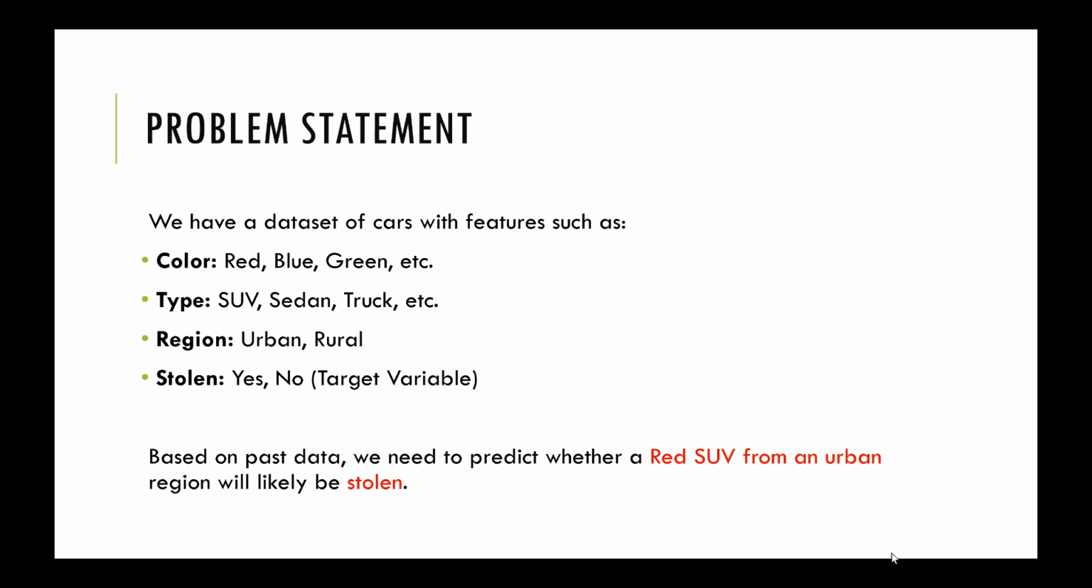What we are going to predict is whether a red car, of type SUV, in an urban region, is stolen or not stolen. From the past data set, we are going to be predicting. So we have to take the sample data set.